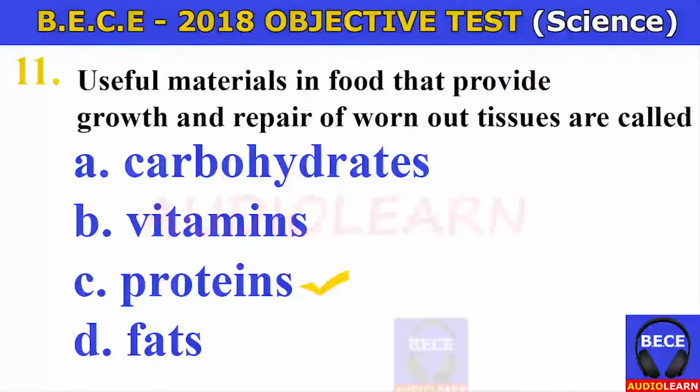Number 11. Useful materials in food that provide growth and repair of worn-out tissues are called A. Carbohydrates, B. Vitamins, C. Proteins, D. Fats. The answer is C. Proteins. Useful materials in food that provide growth and repair of worn out tissues are called proteins.